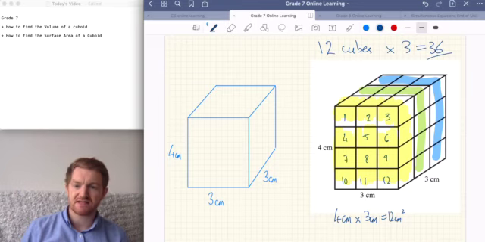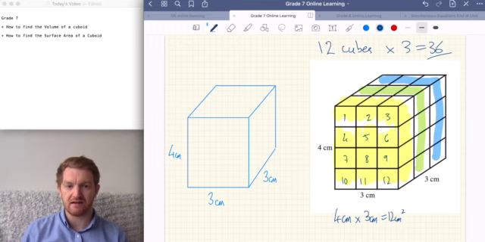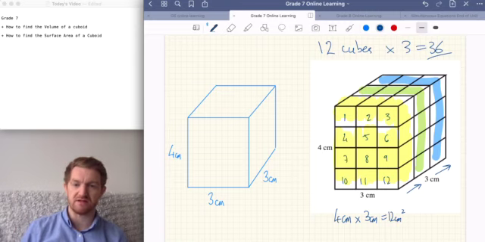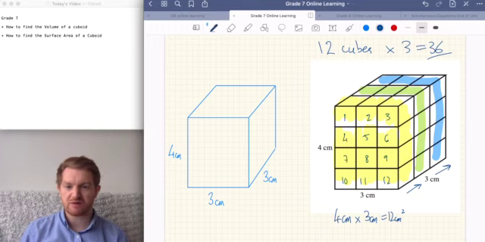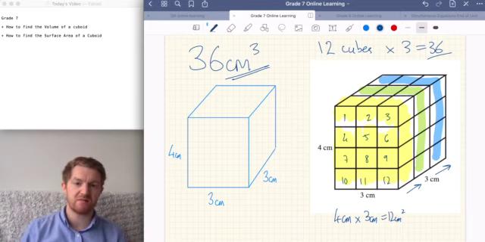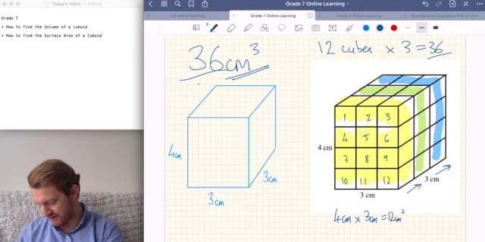So if I was to make this up using little small cubes, there's 12 at the front, which I've highlighted in yellow, and there's 3 sets because of the fact that we projected it 3 centimeters into 3 dimensions. So how does that help us when we want to calculate different things? Well, we know now that the shape is made up of 36 cubes. Literally, we can say that there are 36 centimeter cubes, and there are 36 of them.